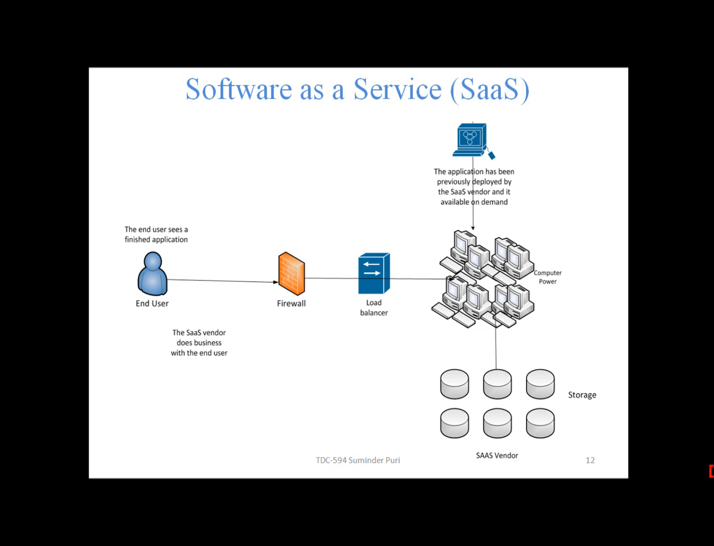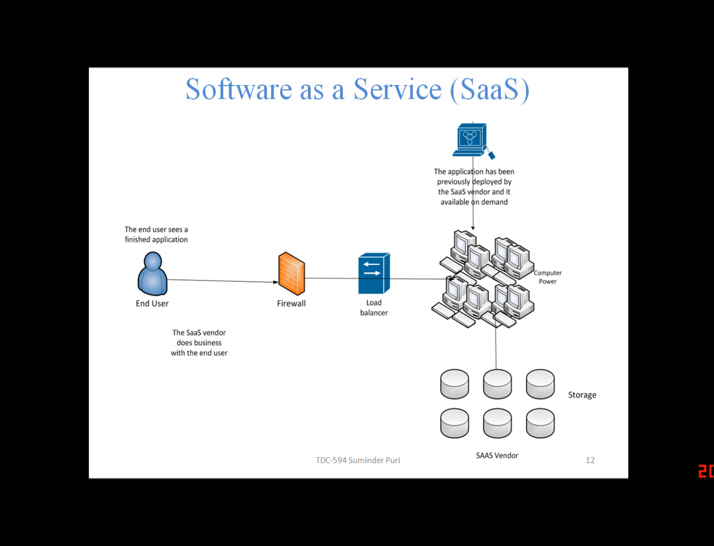So here we can just take a look. The application has been previously deployed by the SaaS vendor and is available on demand. So we tell them what we need to use, and they do everything for us. We just need to go and use the service and pay according to the service we use. There are plenty of companies that provide software as a service, for example Salesforce.com, Google Docs, and Clarion.